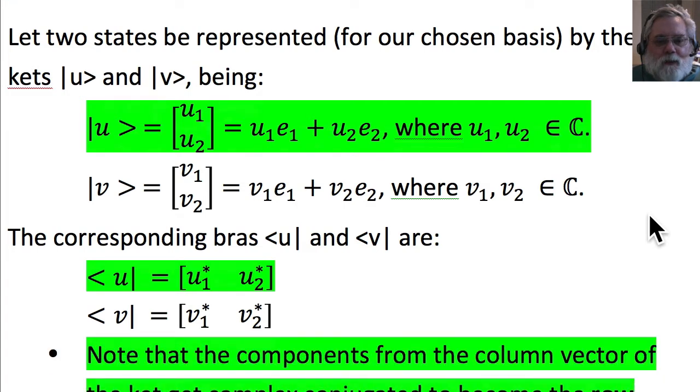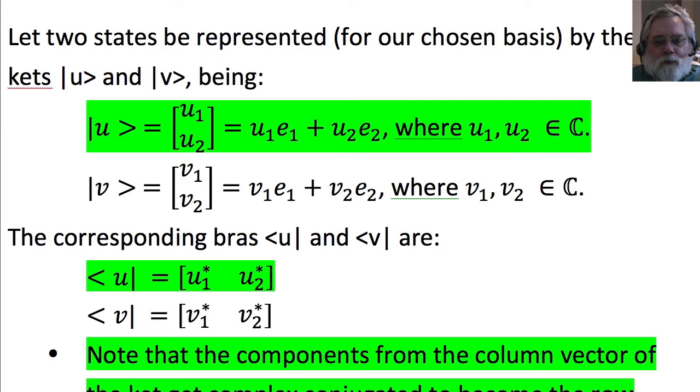There are corresponding bras to those kets. Bra u is the row vector u sub 1 complex conjugate and u sub 2 complex conjugate. And bra v is the row vector v sub 1 complex conjugate and v sub 2 complex conjugate.